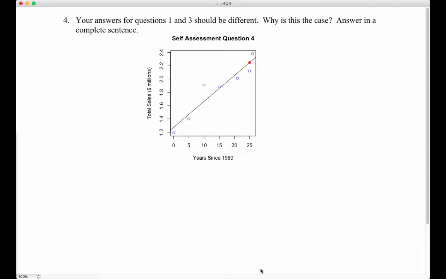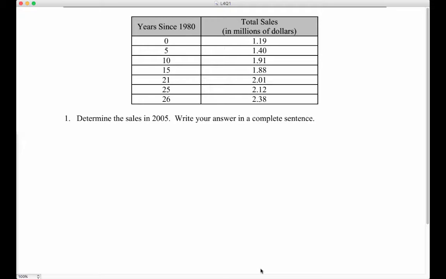So let's start off first of all, just a quick review of what we had in Problem 1, in that we remember that in 2005, by the way, just remember this is 2005 right here, which was 25 years since 1980, we got sales of $2.12 million, okay?